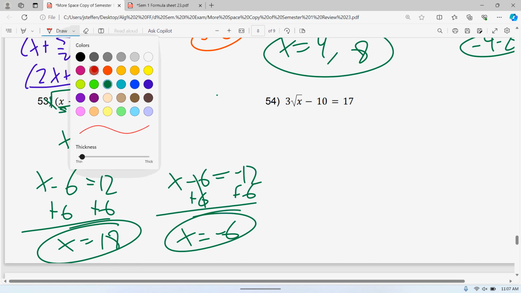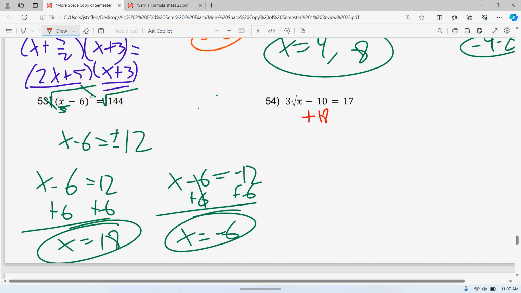This next one, again, before we get rid of that square root, I have to get it all by itself. Oh, 18 is not correct. Sorry. Add 10.